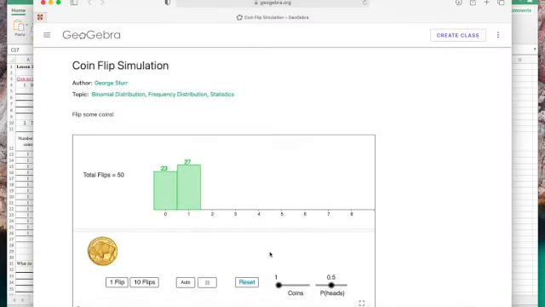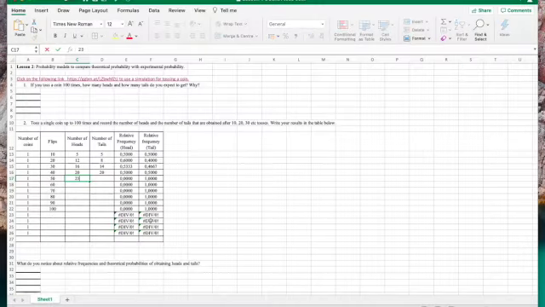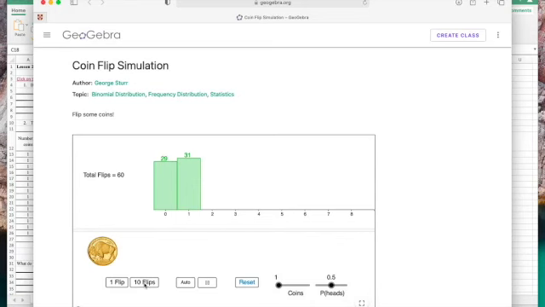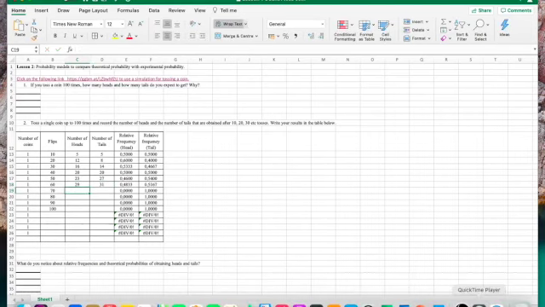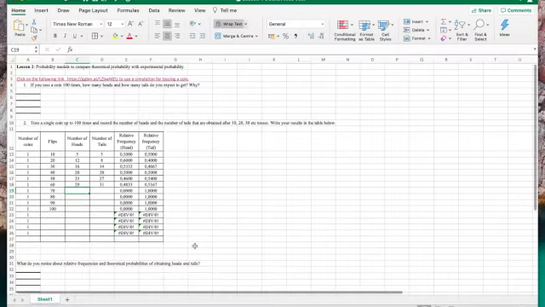Another 10, we get 23, 27. I'll record that. And the corresponding probabilities are there. Let's go to 60. We get 29, 31. I'll record that. Then let's go to 70. We get 31, 39.